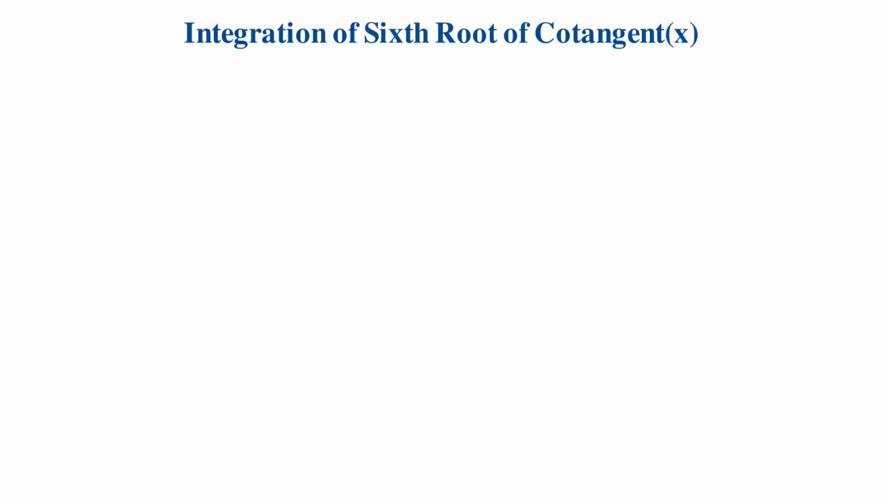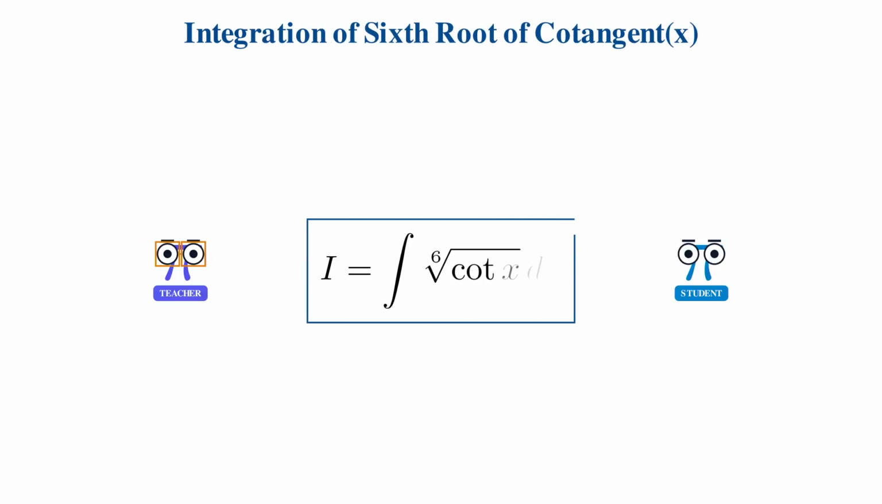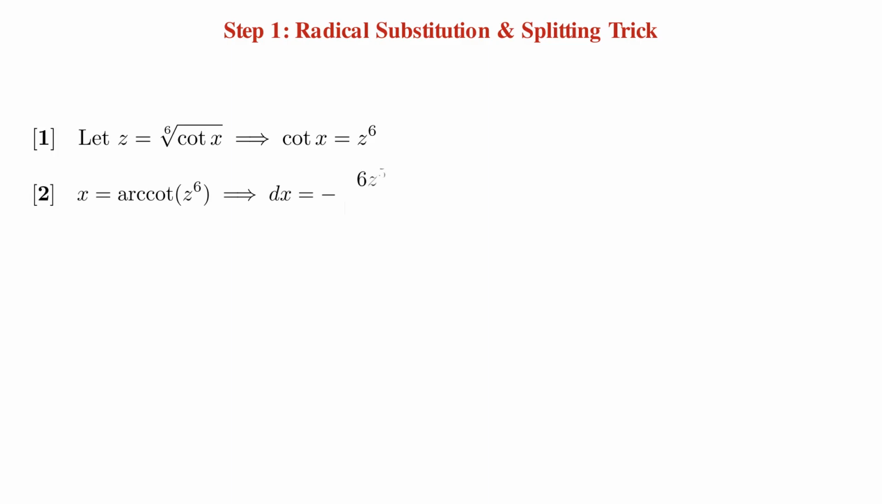Evaluating the indefinite integral of the sixth root of cotangent x dx. Let z equal the sixth root of cotangent x, thus cotangent x is z to the sixth power. Differentiating our cotangent gives dx equals negative 6z to the fifth over 1 plus z to the 12 dz.